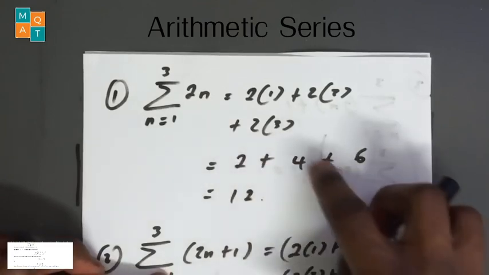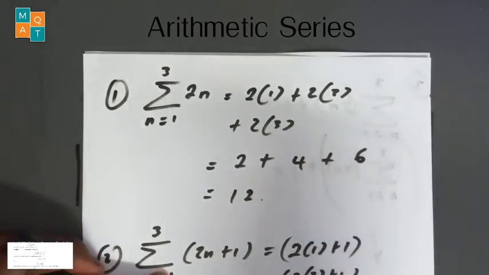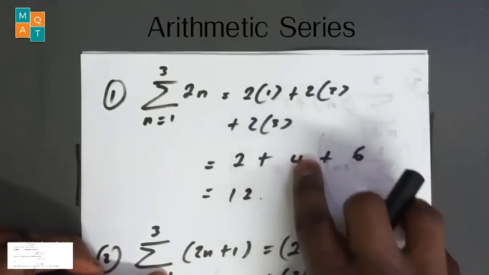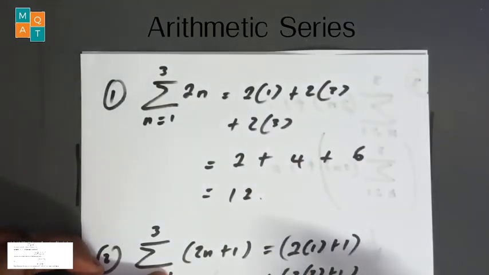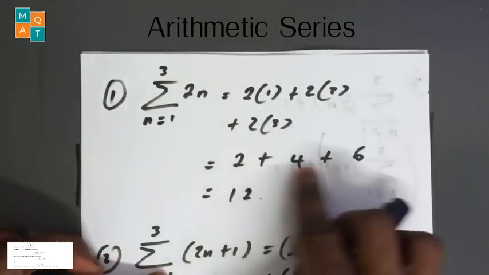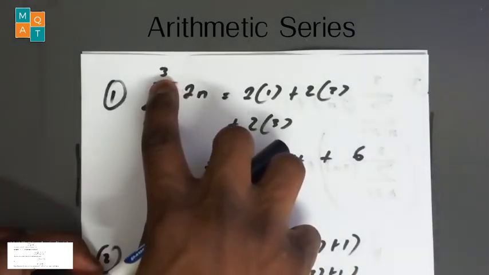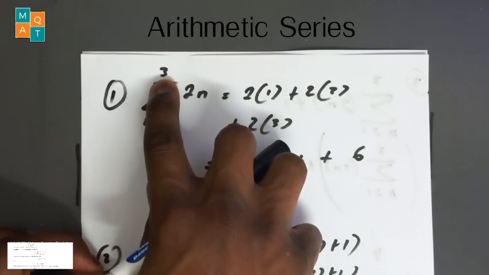The reason why I'm saying we are summing an arithmetic sequence is because 4 minus 2 is 2, and 6 minus 4 is 2. So we have a constant difference. We have been summing an arithmetic sequence without being aware. And it's finite, it's not infinite. Please note that, because we are summing a finite arithmetic sequence which goes from n equals 1 up to n equals 3.